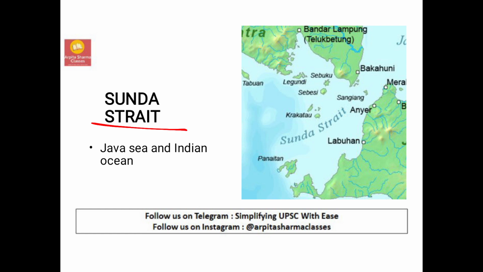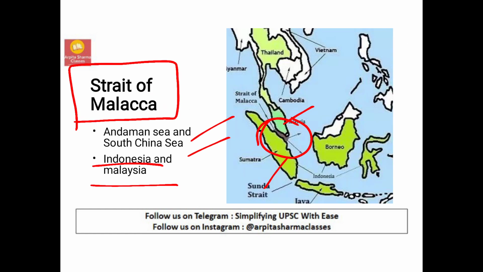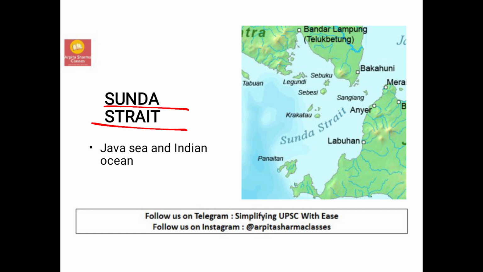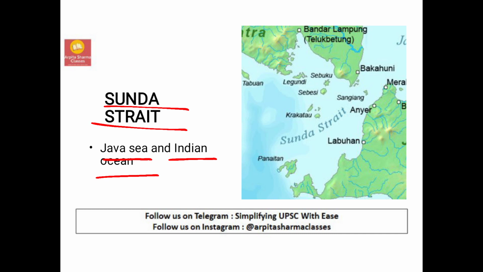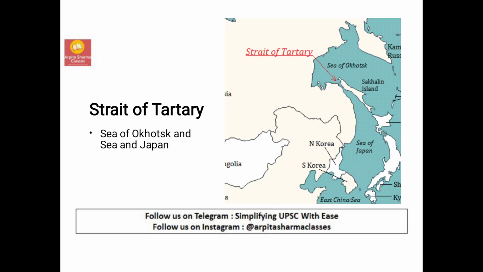Next is the Sunda Strait. Here itself, you can see the Sunda Strait. The Sunda Strait is present between Sumatra island and the Javan island of Indonesia. What does it connect? It will connect the Java Sea with the Indian Ocean. Here it is connecting the Java Sea with the Indian Ocean, which is present on this side. This is the Sunda Strait. It is connecting the Java Sea with the Indian Ocean.